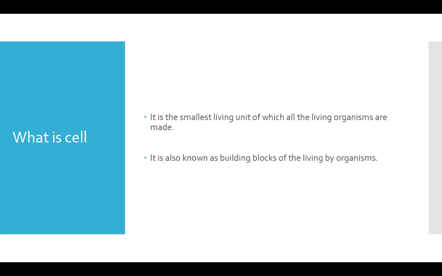And we can also call them the building blocks, because as we all know, a building is made up of bricks. The brick is the smallest unit of which any building is made. Our body is also like a building, and the smallest unit is the cell. So the cell can be considered as the building block because it is the smallest unit, and cells are very small. They cannot be seen with a naked eye, so we need an instrument known as a microscope to look at them.